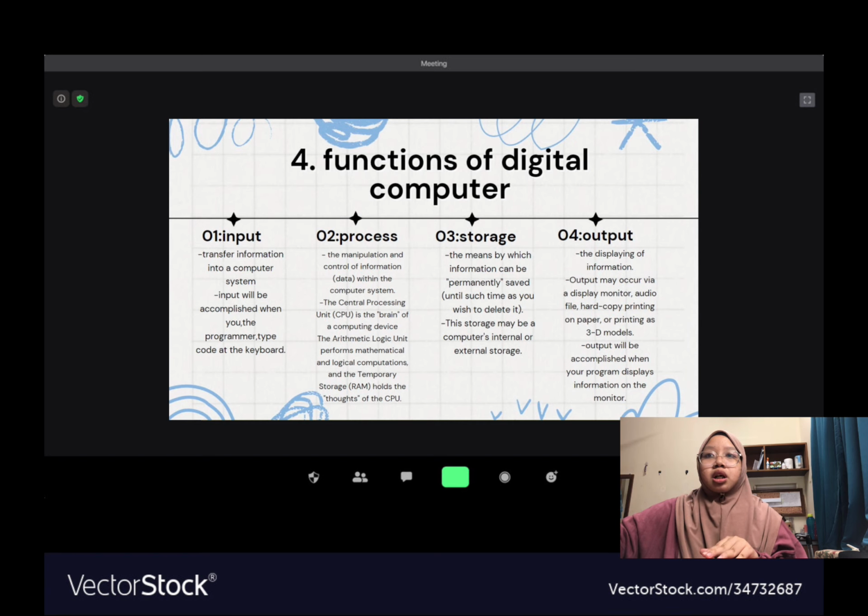Output is also the example is the output if we do. And last, output will be accomplished when your program displays information on the monitor.